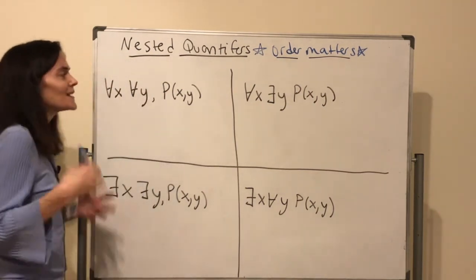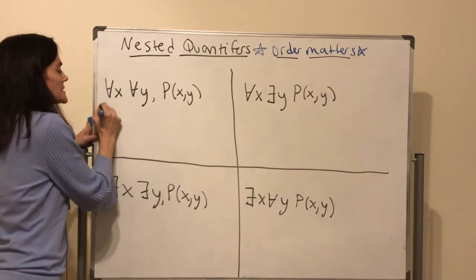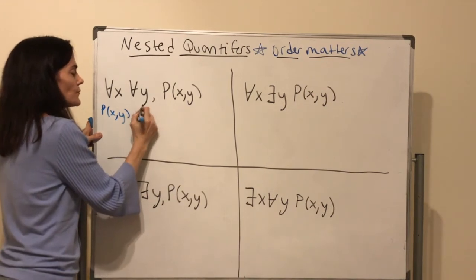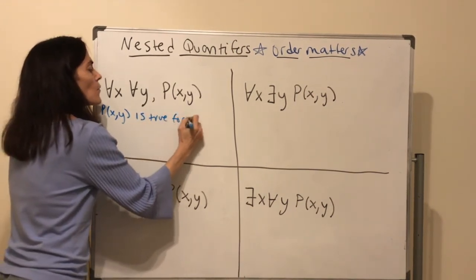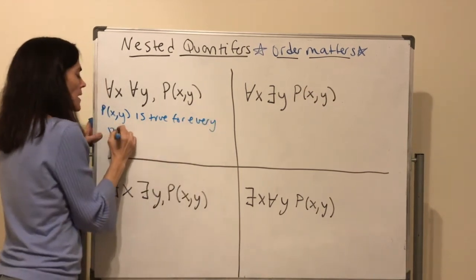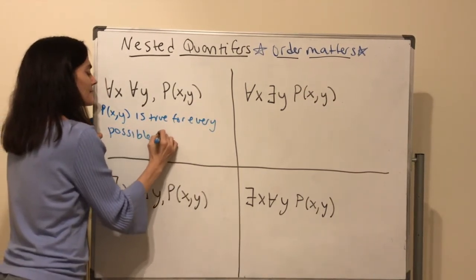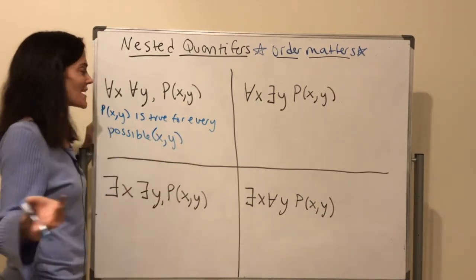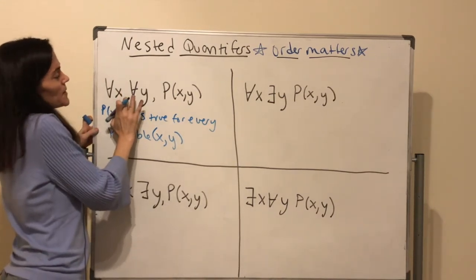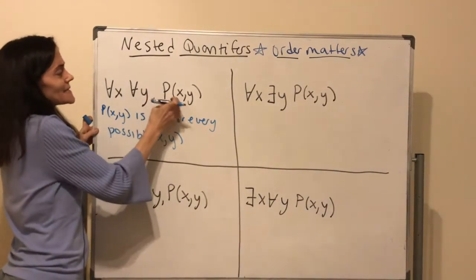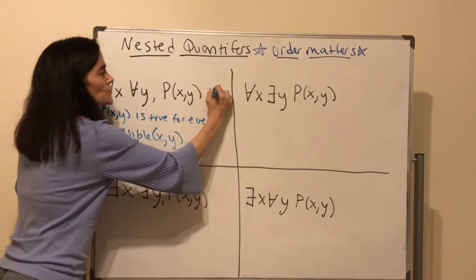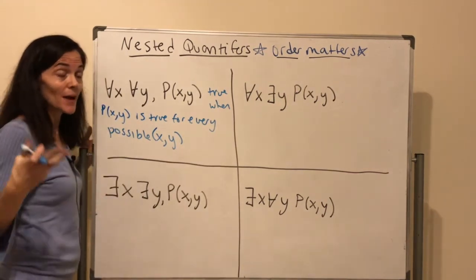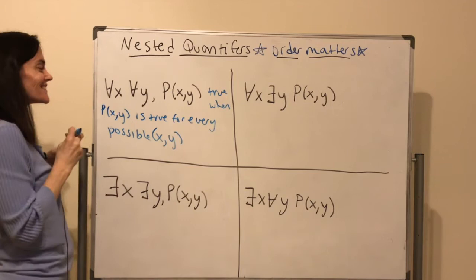Now, let's talk about each one of these. For all, well, this just says this is true. It means P of x, y is true for every possible pair. I'll even say it this way, which would be in some Cartesian product. So in fact, you could say for all y, for all x. It's just the same. So this is true when P of x, y is true for every possible pair, x comma y, okay?